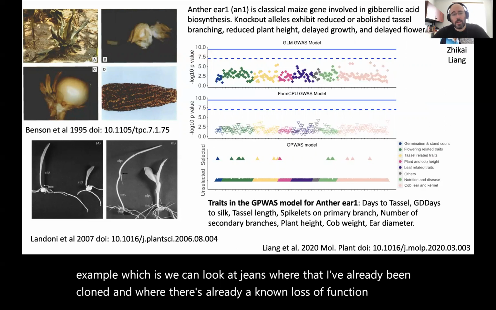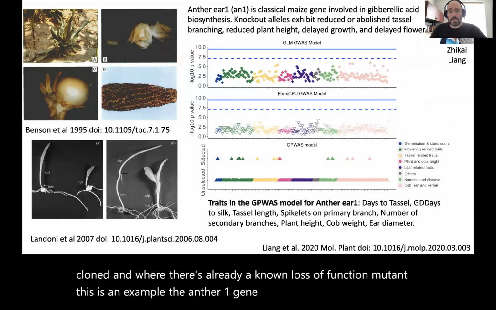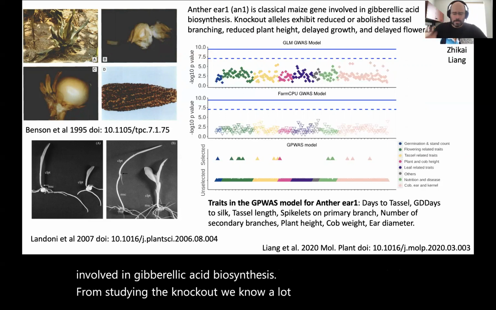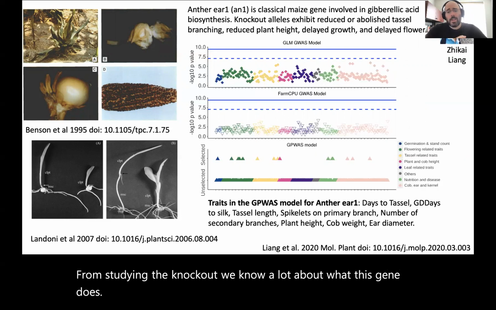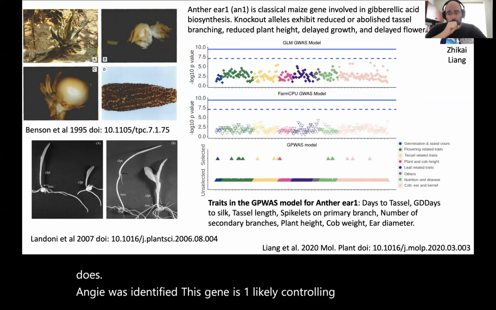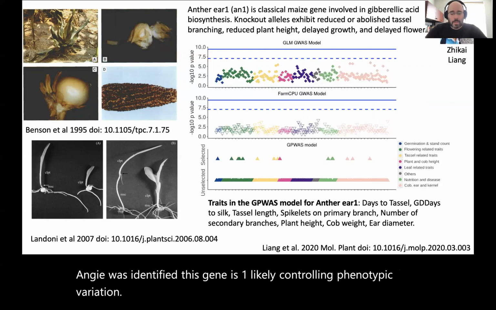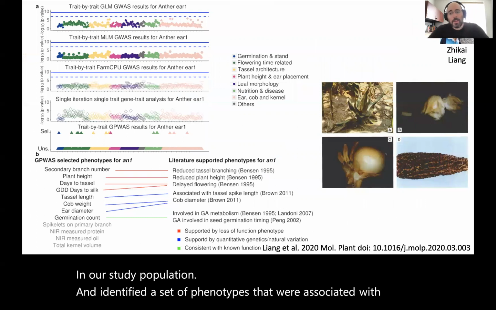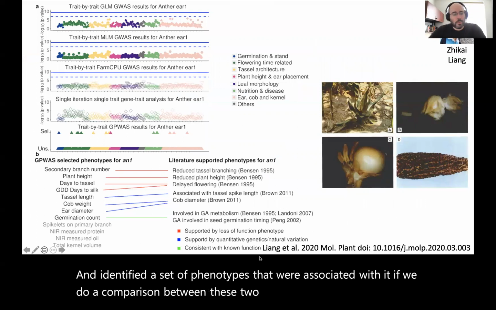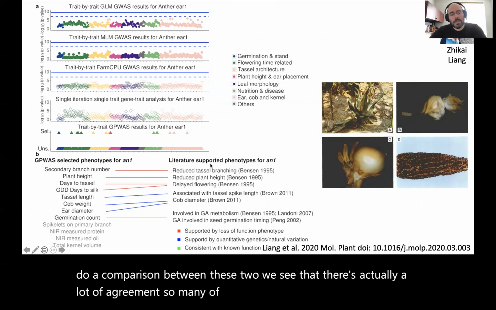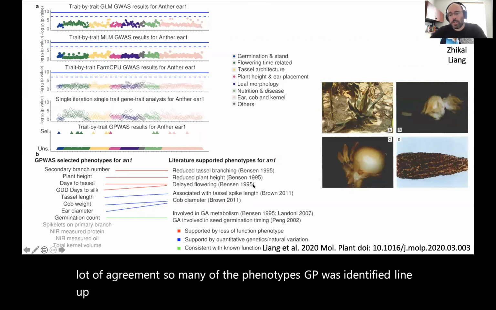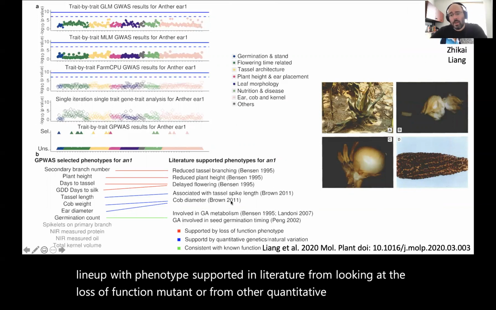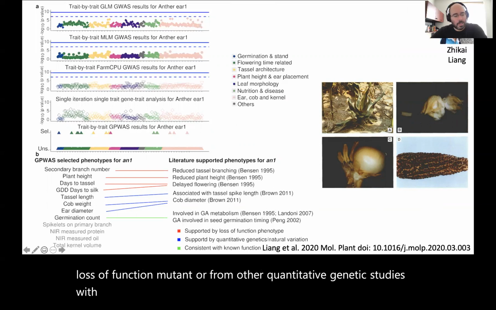This is an example. The anthraeor1 gene is a classical maize gene involved in gibberellic acid biosynthesis. From studying the knockout, we know a lot about what this gene does. And GPWAS identified this gene as one likely controlling phenotypic variation in our study population and identified a set of phenotypes that were associated with it. If we do a comparison between these two, we see that there's actually a lot of agreement. So many of the phenotypes GPWAS identified line up with phenotypes supported in the literature from looking at the loss of function mutant or from other quantitative genetic studies with other higher powered populations.